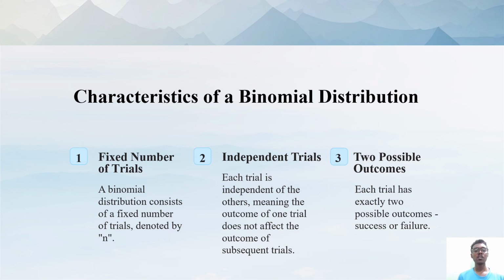And the second one is independent trials. Each trial is independent of the others, meaning that the outcome of one trial does not affect the outcome of subsequent trials. And the third one is two possible outcomes. Each trial has exactly two possible outcomes, success or failure.